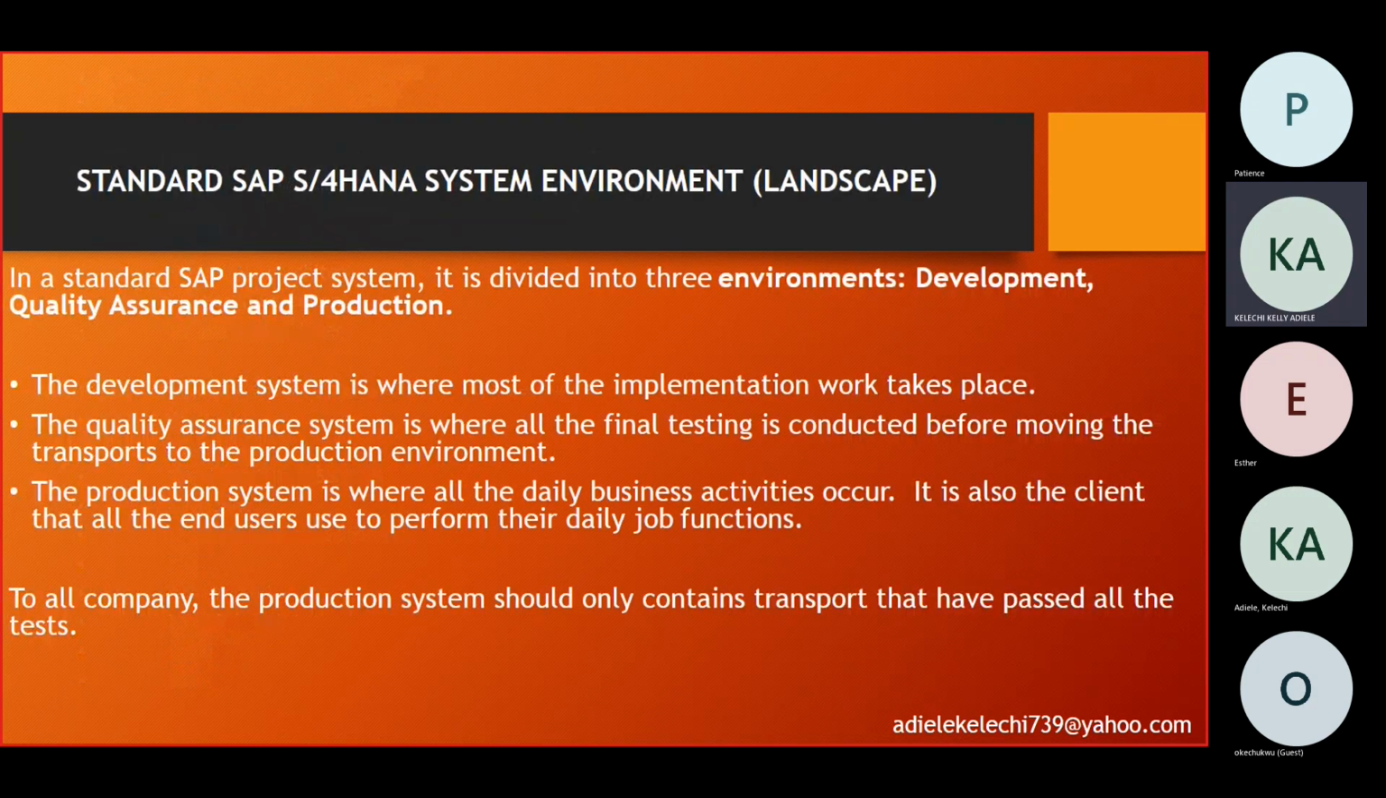So let's look at the standard landscape, and we'll round this up as much as possible. Please take note of this. This is very, very important information, because when you go to projects, nobody's going to be explaining these things to you. They expect that you know, right? In a standard SAP project, the system is divided into 3 environments, or what we call the landscape: the development system, the quality assurance, and production.